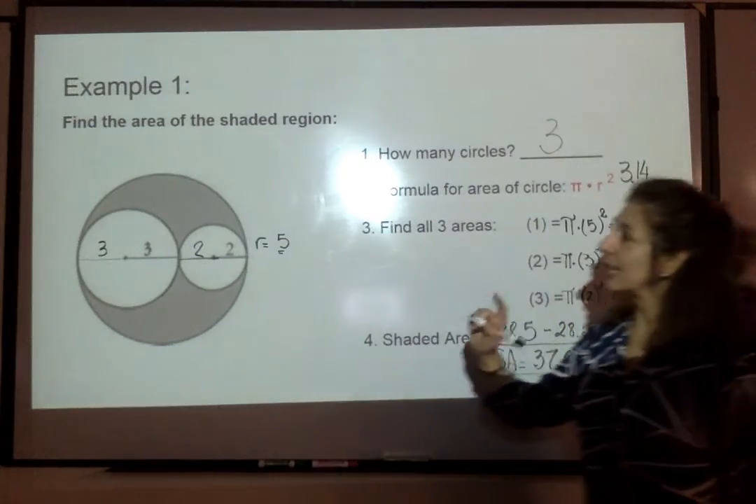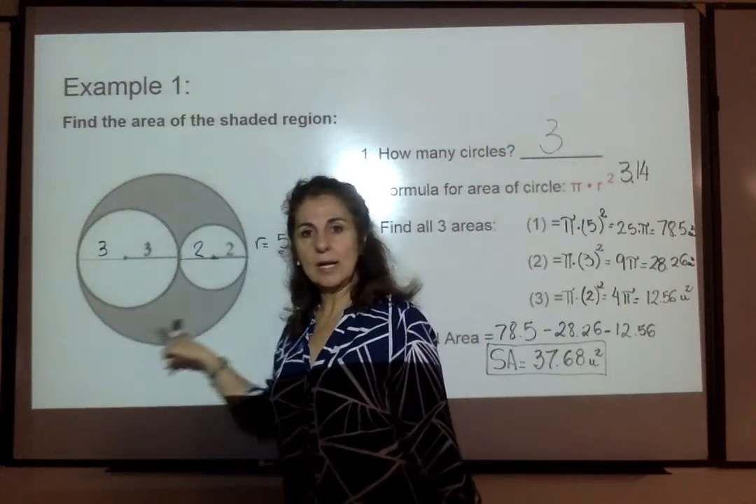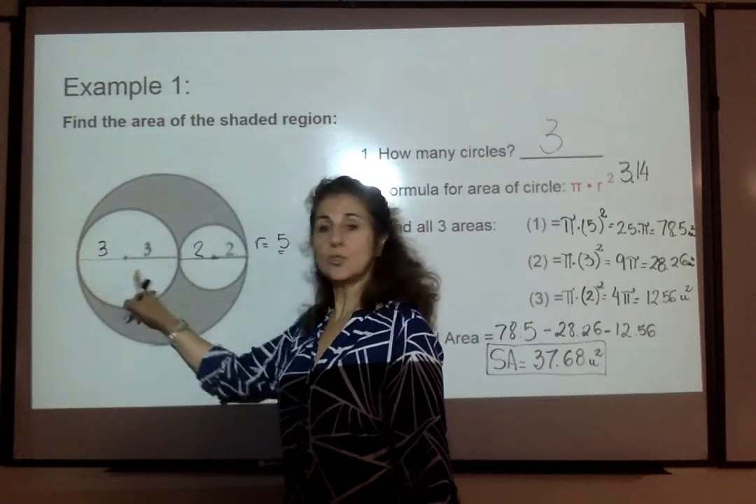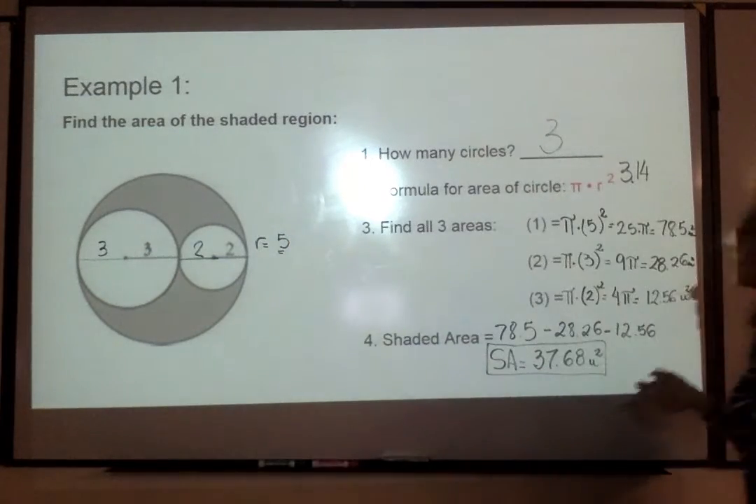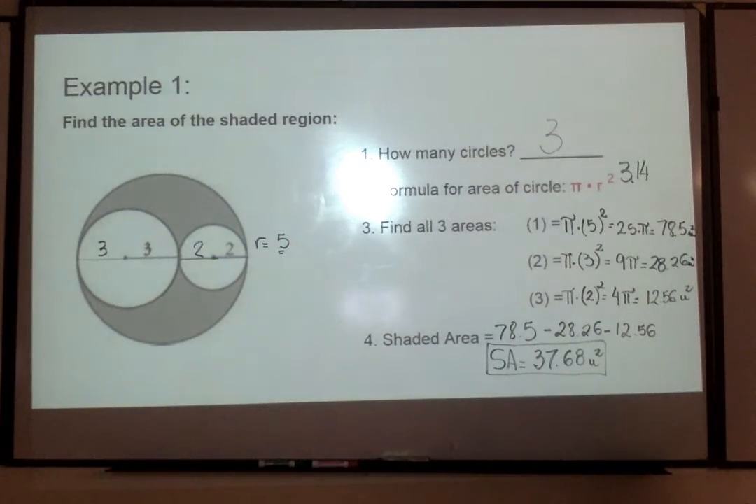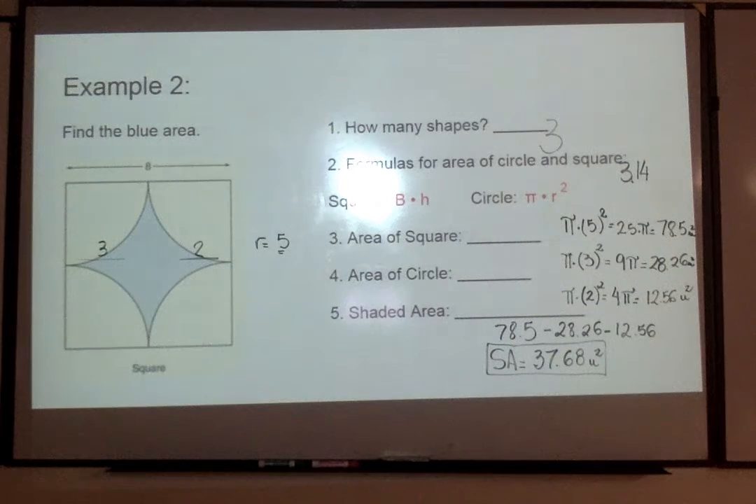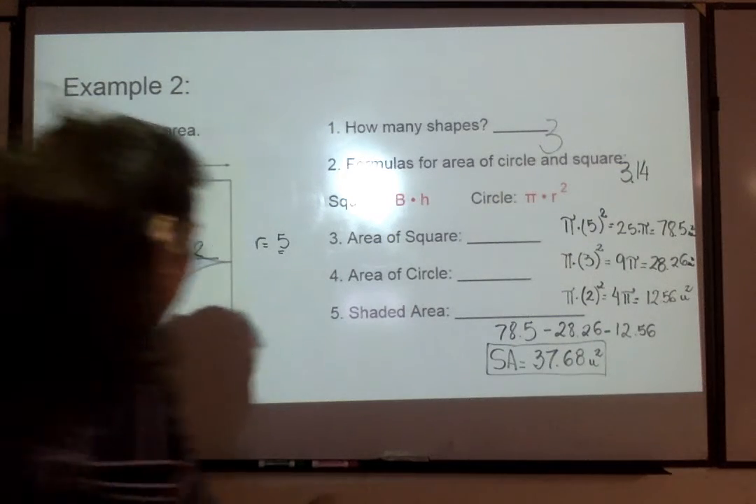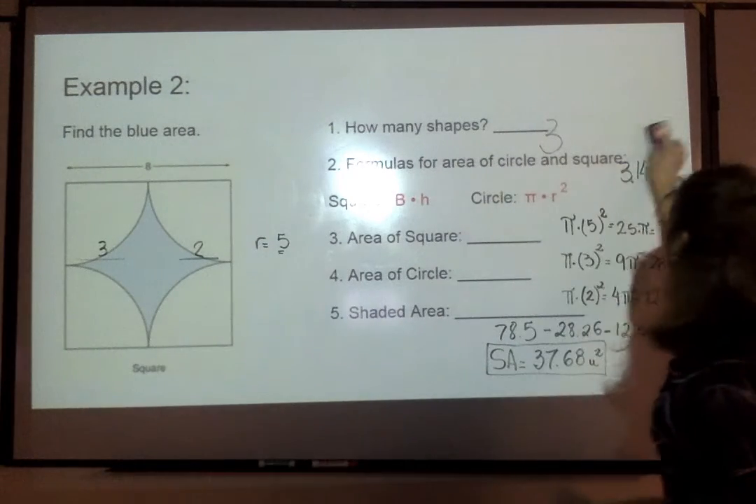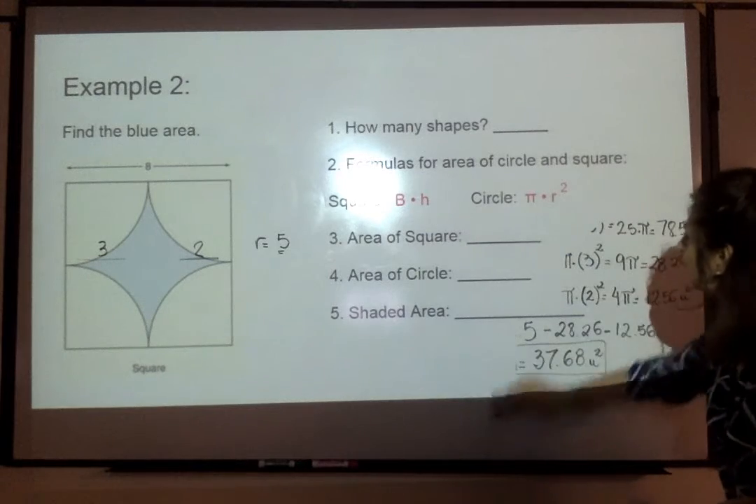So here we go. Again, get the big one and take away the two little ones. Whatever is left is the shaded area. And this way you can find the area that we're looking for. Our next example. So let me erase what we had here before.